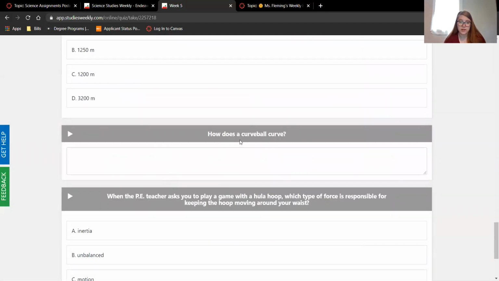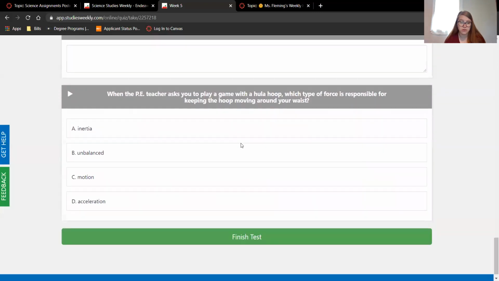Your next one: how does a curveball curve? And last but not least, when the PE teacher asks you to play a game with the hula hoop, which type of force is responsible for keeping the hoop moving around your waist? Is it A, inertia, B, unbalanced, C, motion, or D, acceleration?